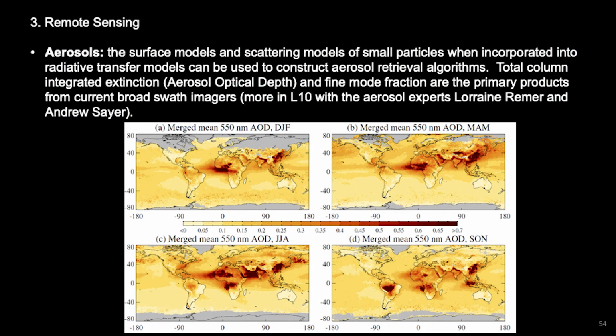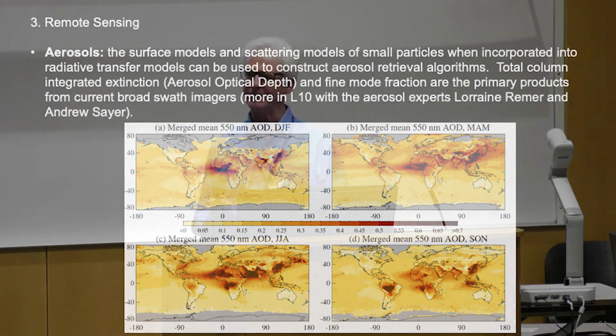As I said, this is aerosol remote sensing. This is the merged dark target and deep blue product. And you should talk to Lorraine and Andy if you're interested in more about how that works for MODIS and VIIRS and how that's going to work for OCI. And they're going to talk about that, the products, in lecture 10.